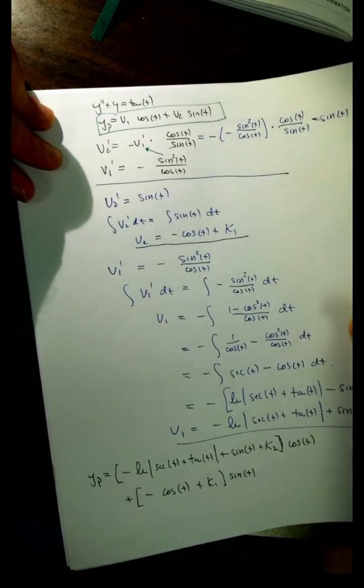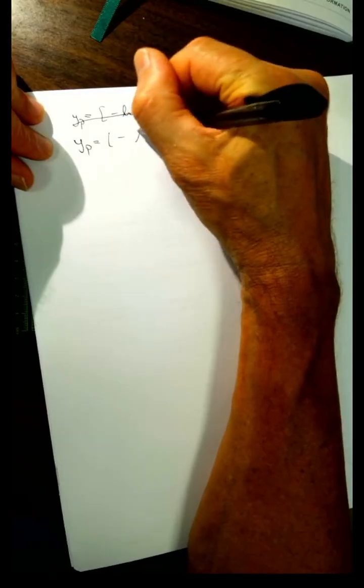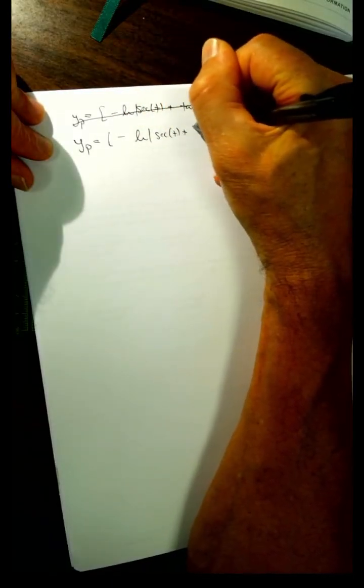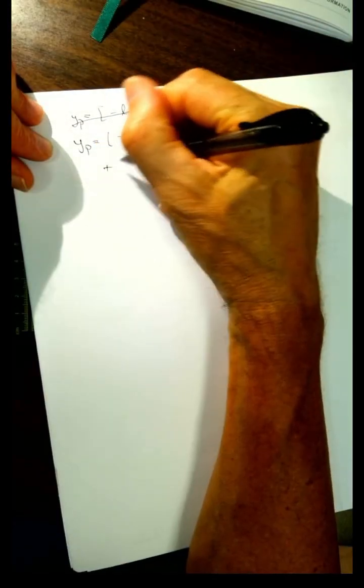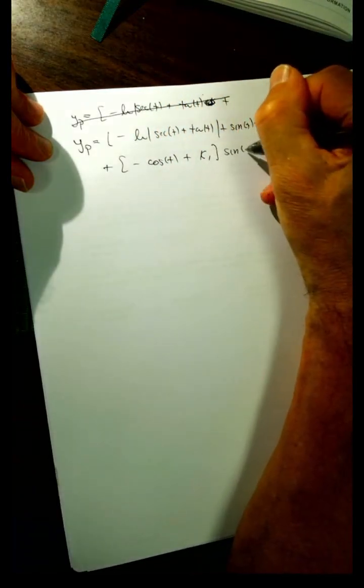So let's expand that out. So I had minus log of secant t plus tangent of t. Let me rewrite that. yp becomes minus log of secant of t plus tan t plus sine of t plus k2 cosine of t plus the quantity minus cosine of t plus k1 times sine of t.